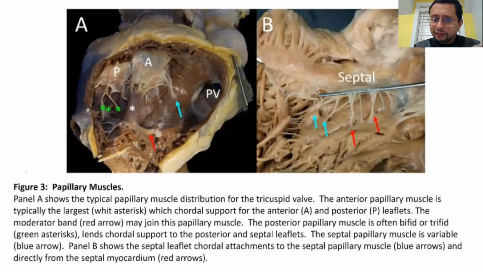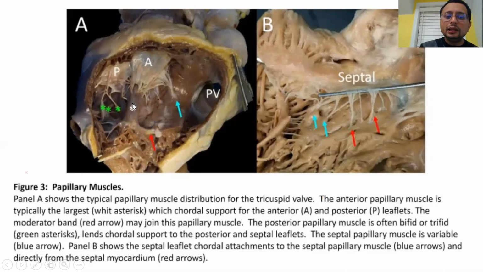Now in terms of the right ventricle, normally you have three papillary muscles as well. You have the anterior papillary muscle, which is usually the biggest one. So you look at the asterisk here, that is the anterior papillary muscle, which is the biggest papillary muscle. The anterior papillary muscle supplies chordae tendineae to the anterior and posterior tricuspid leaflets.